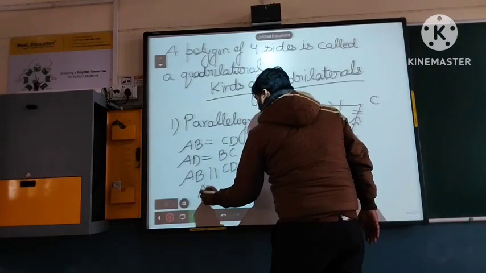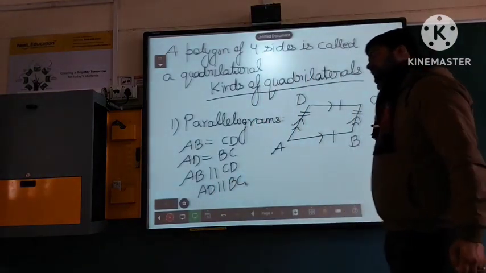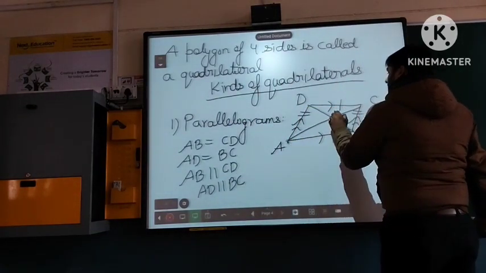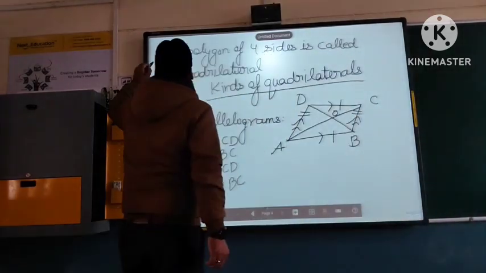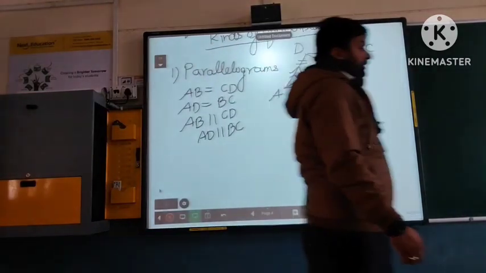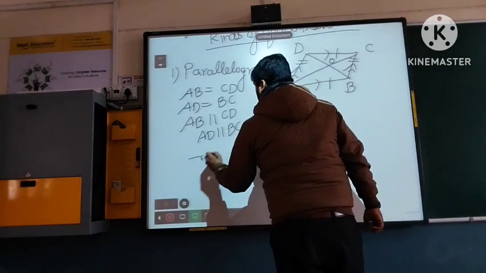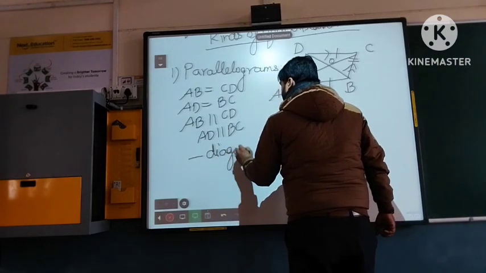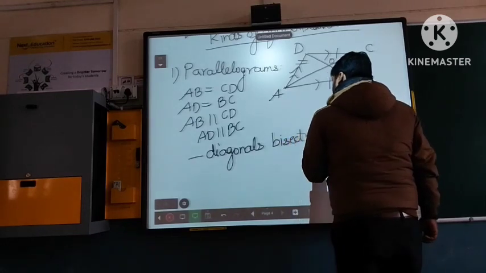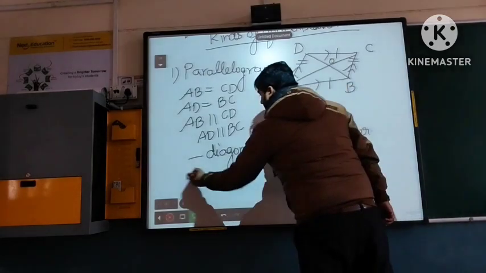This property you already know for the parallelogram. And when we learn about rectangles, squares and rhombuses, we will see the extension of these properties only. What more? I am drawing the diagonals now. I am connecting the non-adjacent vertices. The diagonals intersect at O. Some more properties. Diagonals bisect each other. That means AO equals CO and BO equals DO for a parallelogram.